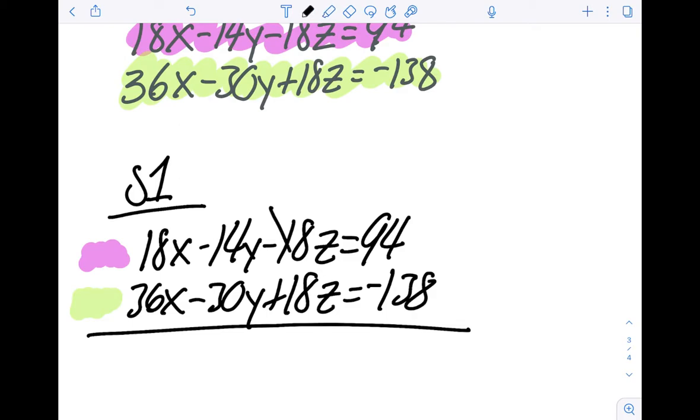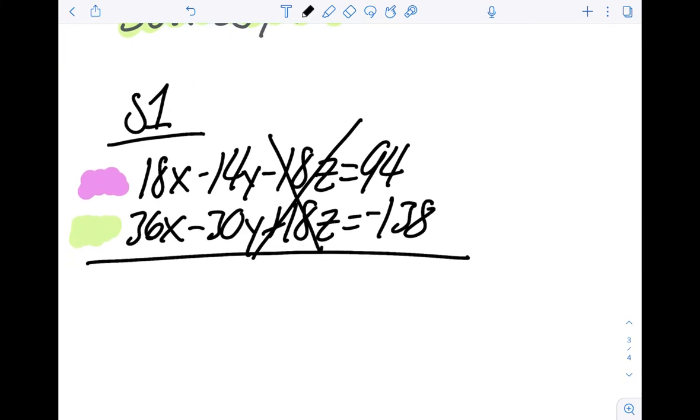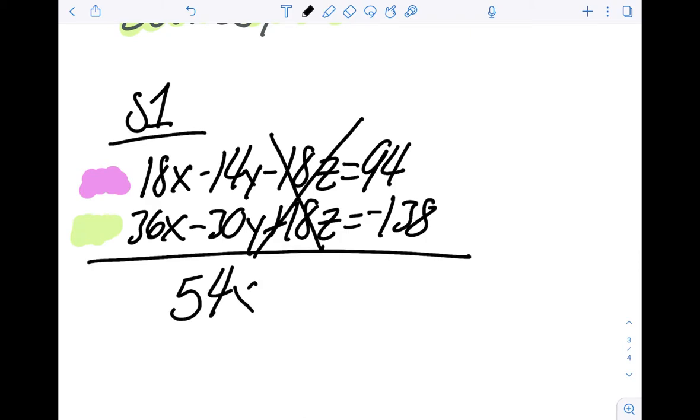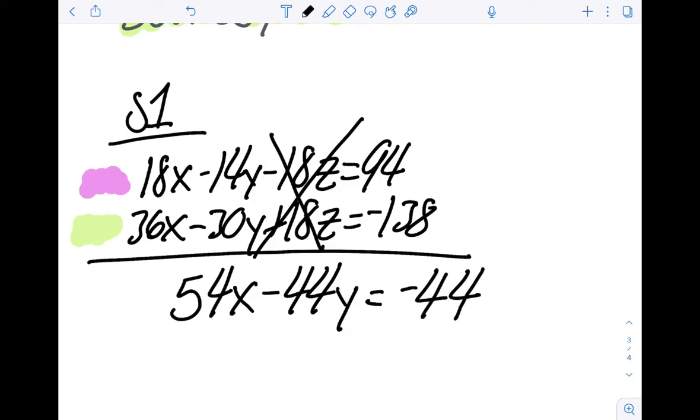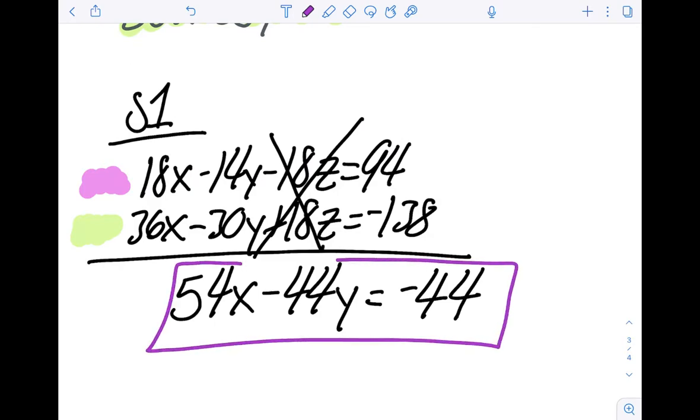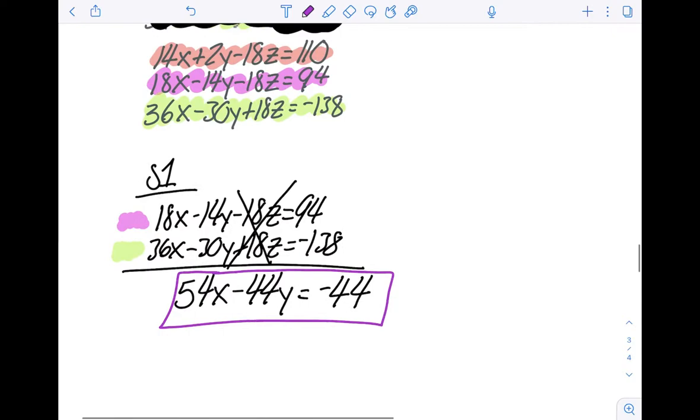So this accomplished what I wanted. Look at that. Those cancel out. 18x and 36x is 54x. Negative 14y and negative 30y is negative 44y, is equal to positive 94 and negative 138. I subtract and I get negative 44, right? Because 138 is bigger. All right. So this I am going to highlight. Going to make it purple. This is my first purple equation.